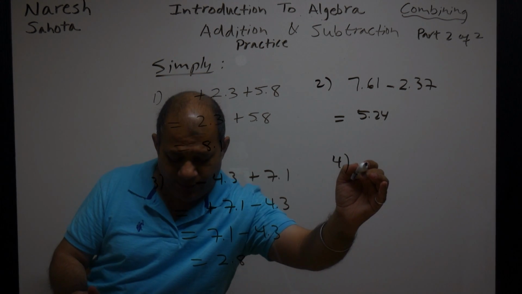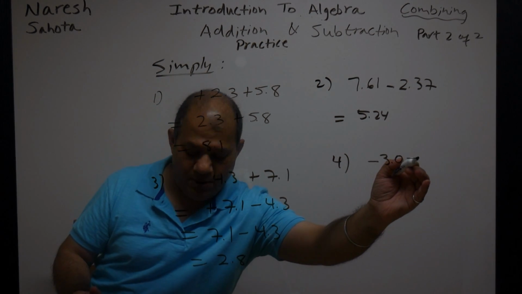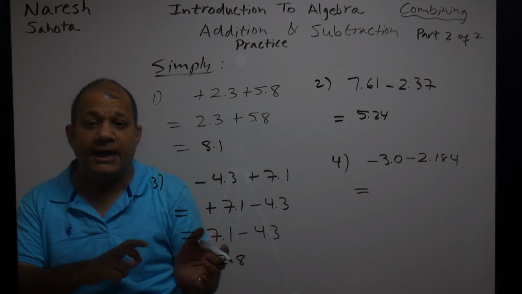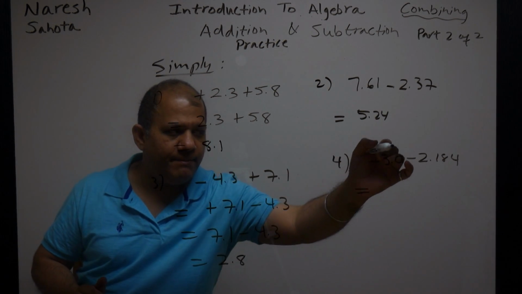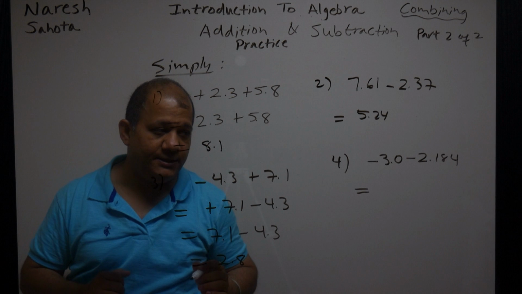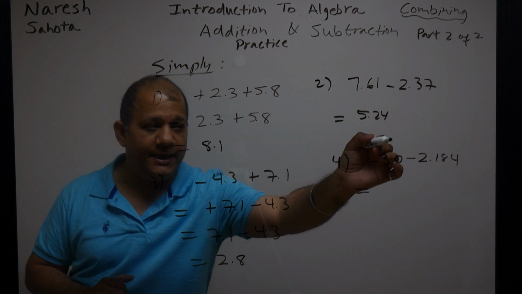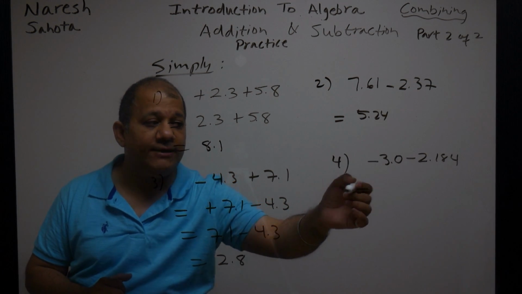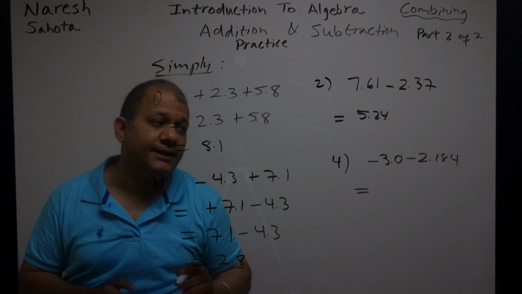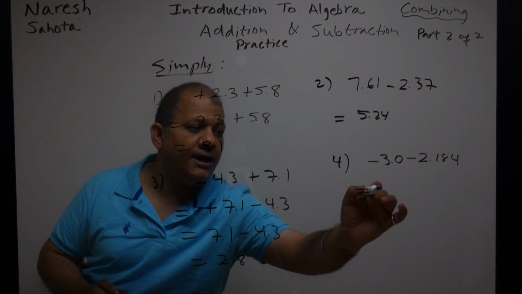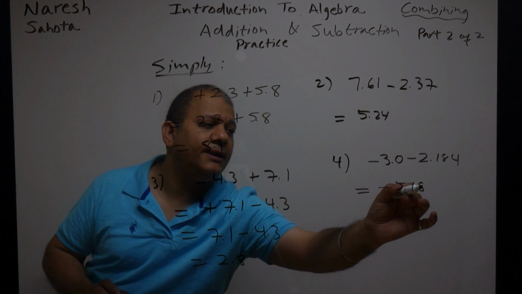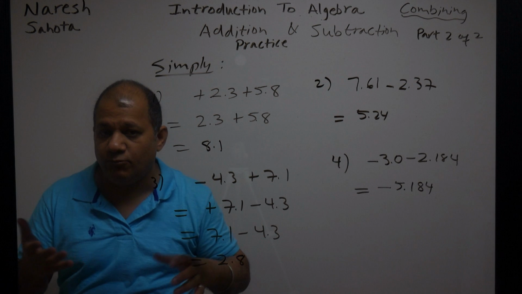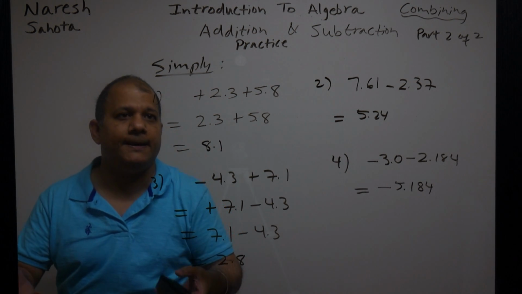So number 4, what if we had something like this, negative 3.0 minus 2.184. Here we're adding two numbers and they're both negative. So negative 3 minus 2.184, that's one way to read it. The other way to read this is negative 3 and then you add negative 2.184. They're both negative, so all we have to do is add the two numbers and then stick a negative sign in front. So 3 plus 2 is 5, so that's negative 5.184. That's how we combine numbers, whether they are whole numbers or decimals. Same concept.